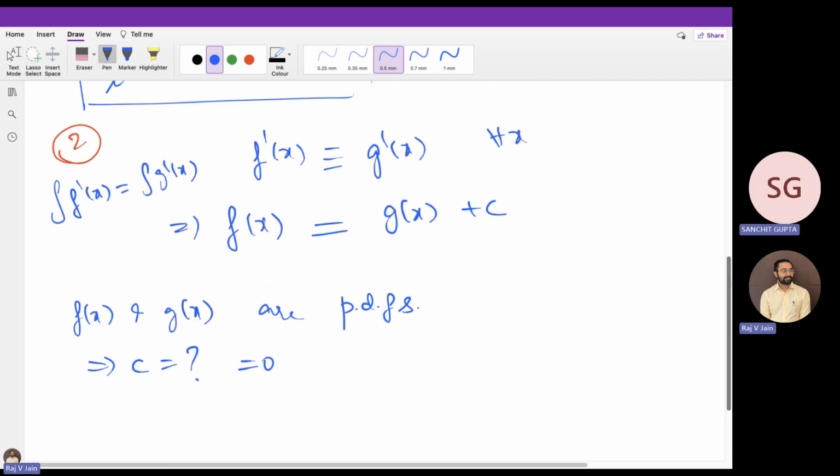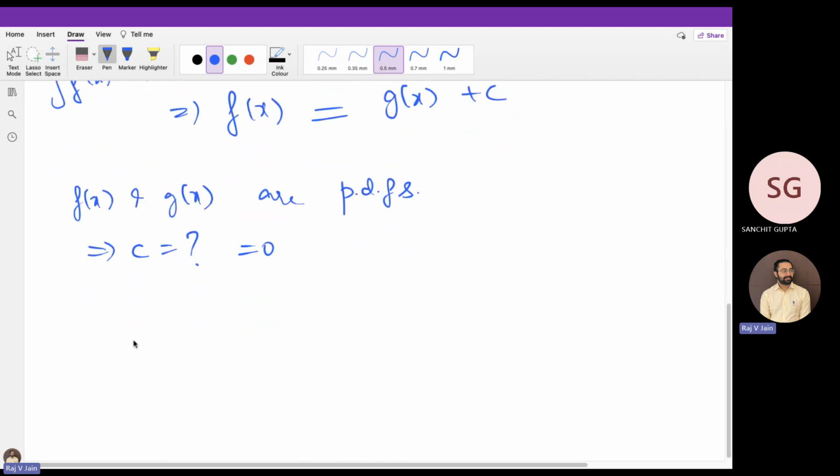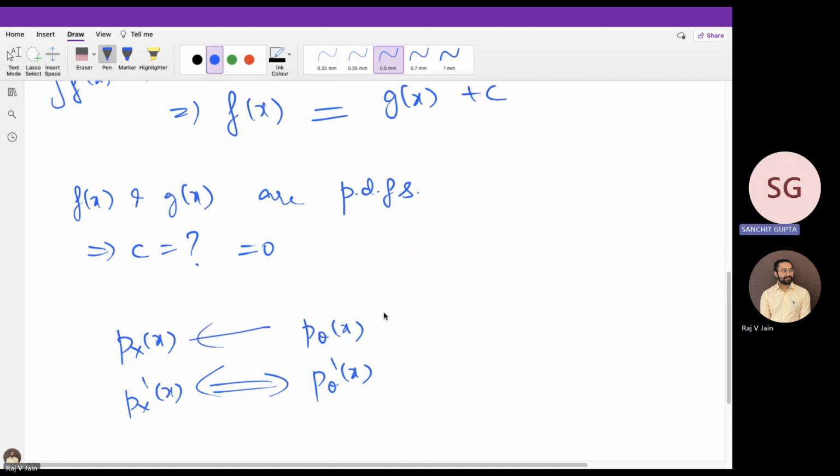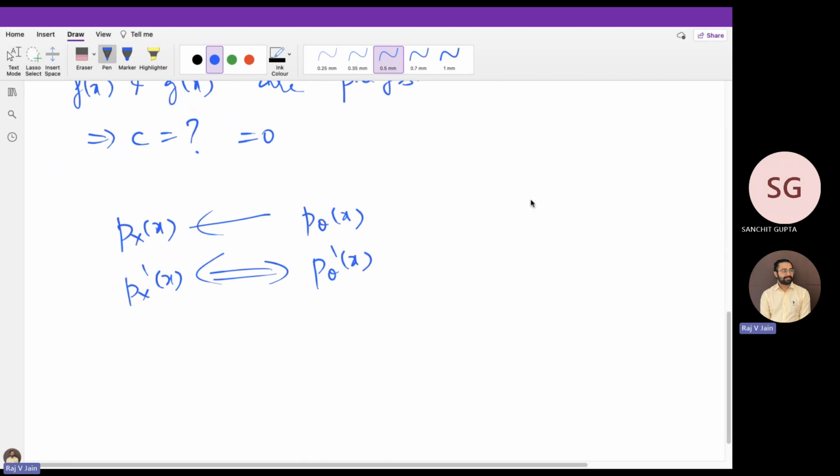Now, this gives me an idea. Let's say I have p_x of x and p theta of x. If I try to match the derivative of these two functions, then by default I'm actually learning the true distribution. Previously, we were taking the approach of KL divergence. We said, okay, KL of p_x, p theta, minimize this and all of that. Here, the approach is completely different. We're saying, look at the derivatives of the two functions.